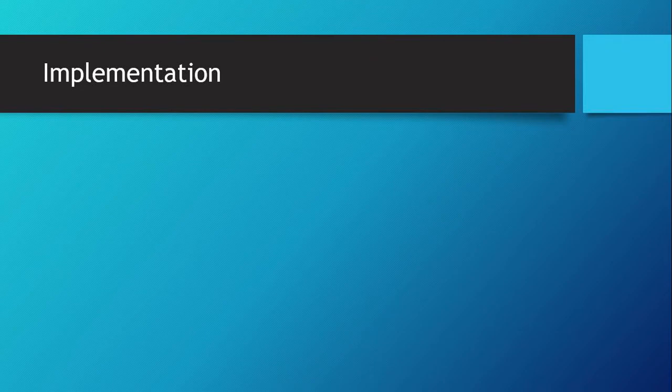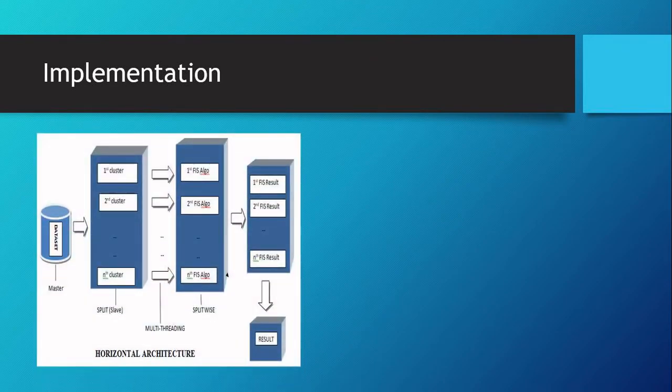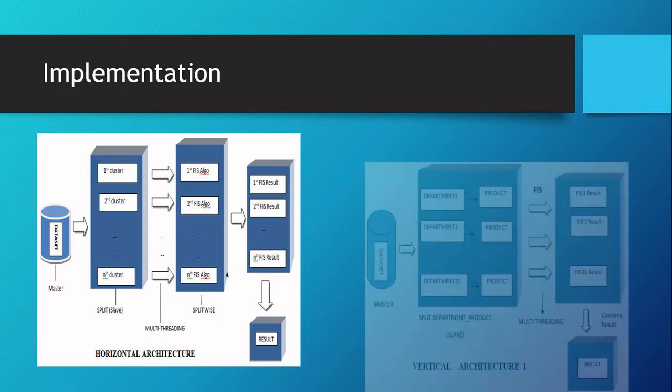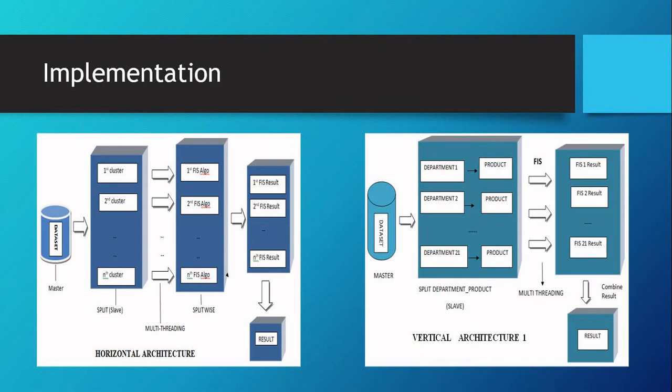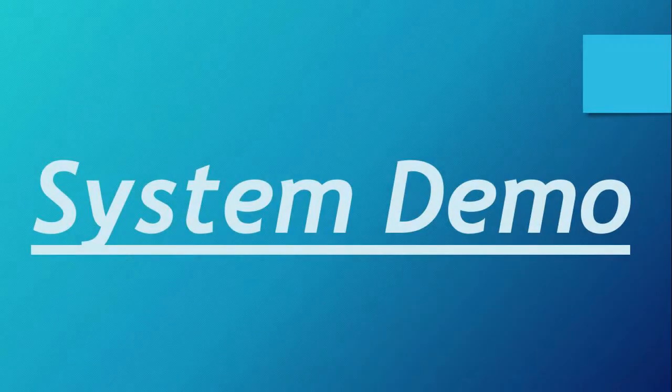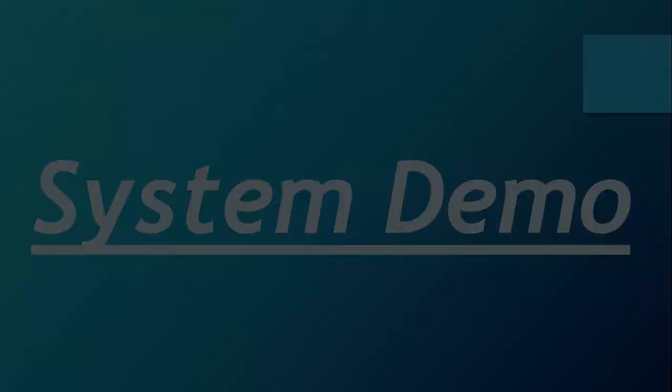Next, the different implementations of the previously defined architecture. Based on the partitioning and the multidimensional view of the datasets, there are two different architectures implemented in our project. First, the horizontal architecture, where the dataset is divided using the range partitioning method. Next, the vertical architecture, where the dataset is divided based on category of items. Let's move on to a quick demo of our working system.